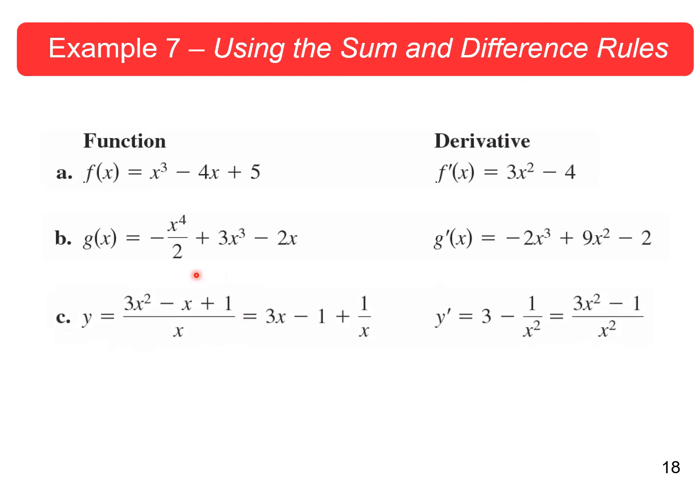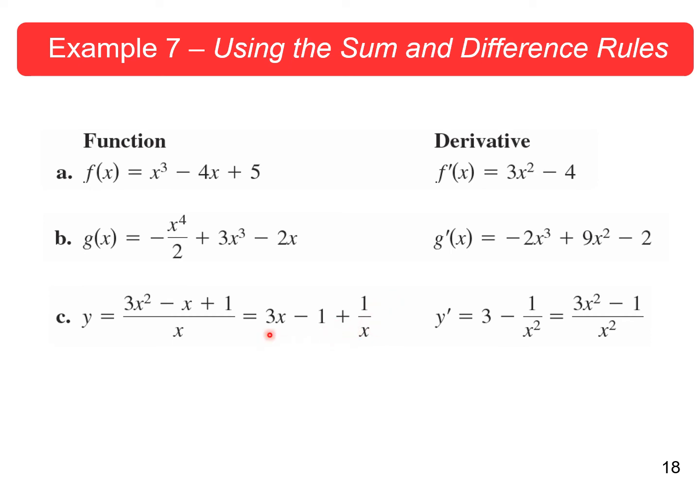For this next example, we still have not discussed how to differentiate a rational expression. So all we need to do is divide each term by x. You have 3x squared divided by x is 3x, and then negative x divided by x is negative 1. Then we have 1 over x, and we can write this in exponential form as x to the negative 1. Then you can now differentiate each term.